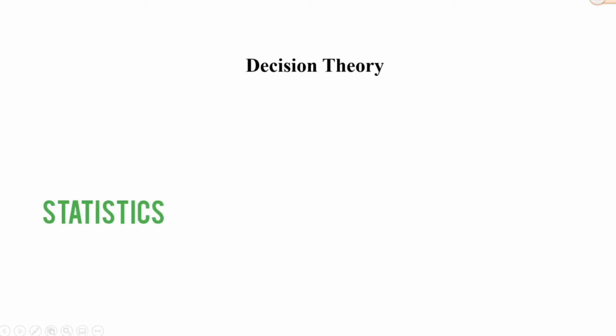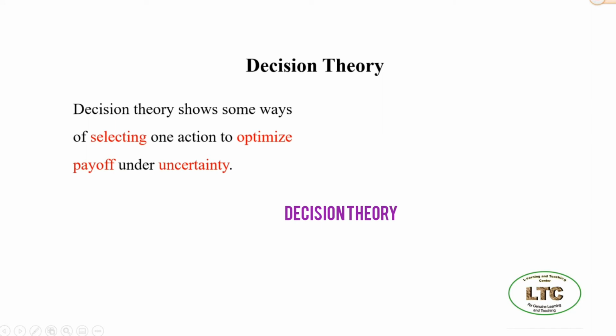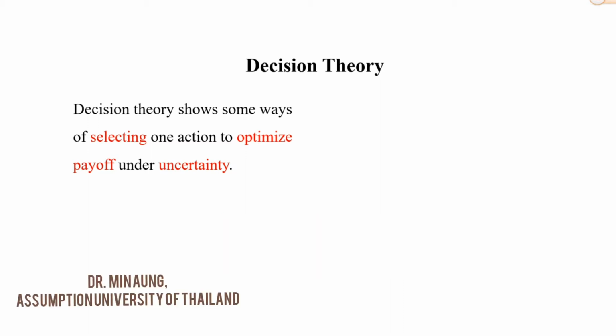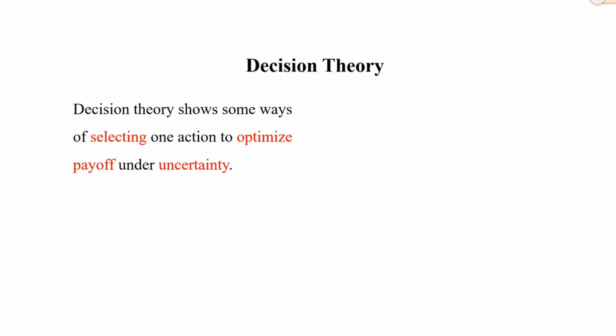Decision theory. Decision theory shows some ways of selecting one action to optimize payoff under uncertainty. One action, what to do?